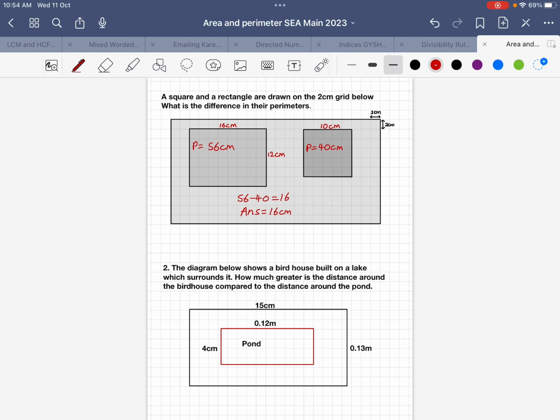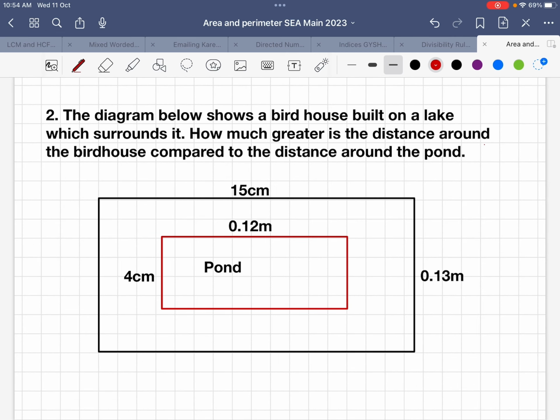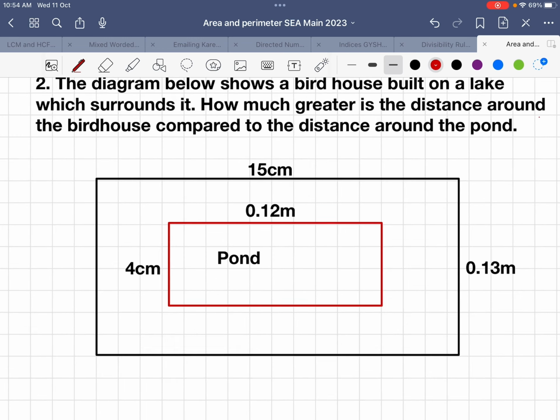Number 2, the diagram below shows a bird house built on a lake which surrounds it. How much greater is the distance around the birdhouse compared to the distance around the pond? Okay, so let's take a closer look.